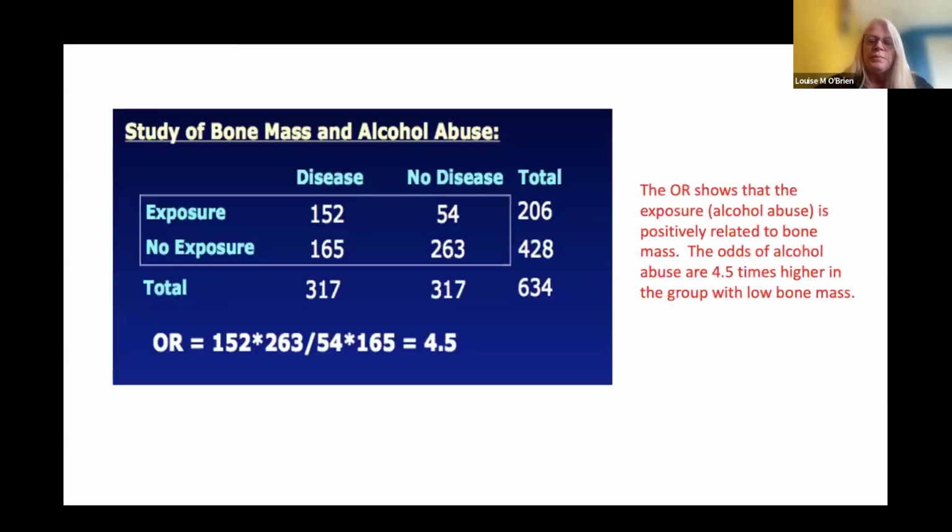So here's an example. In this case, our exposure is going to be alcohol abuse, and our disease is going to be low bone mass. Okay. So we plop the numbers into this table. We've added them up on the end so we know what they are. We go back to our formula, we put in the numbers, and we get the answer of 4.5. So what this says is the odds of alcohol abuse are 4.5 times higher in the group with low bone mass.